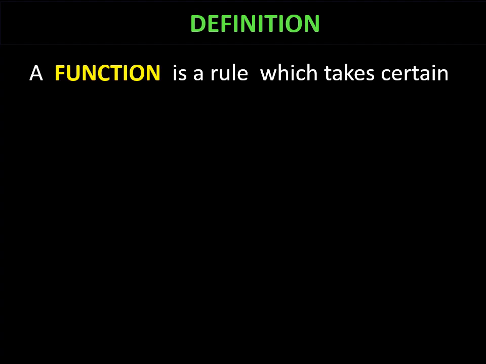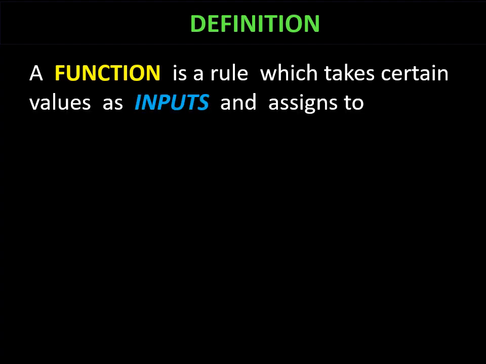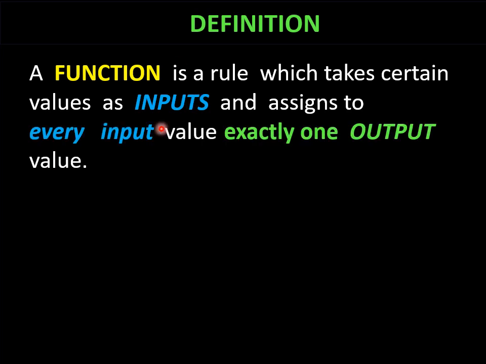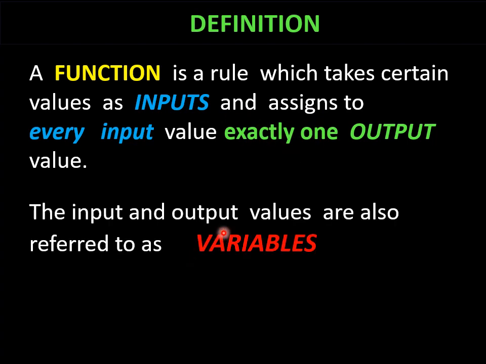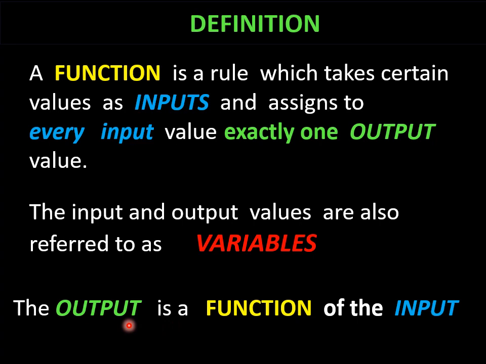Let's look at the definition of a function. A function is a rule which takes certain values as inputs and assigns to each input value exactly one output value. In other words, for every input value, there is exactly one output value. The input value or output values, we'll refer to them as variables. The output is a function of the input.